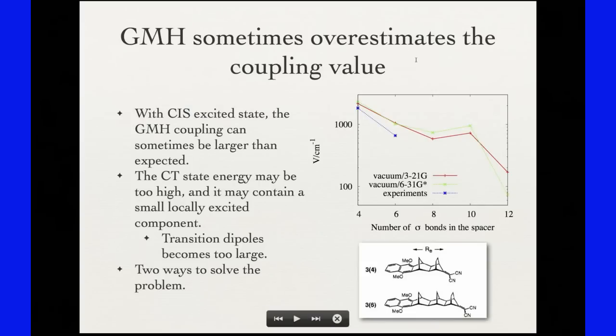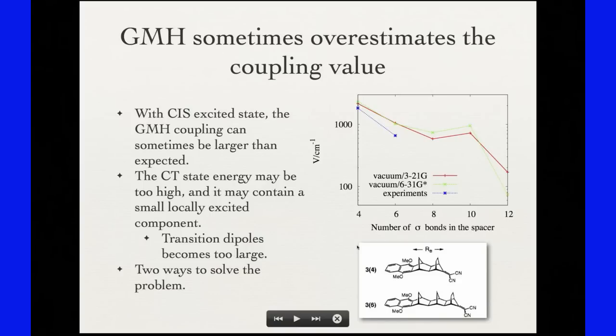GMH will sometimes overestimate the coupling value. And it is quite often, especially if you are using CIS, actually. Because at that point, the charge transfer state energy can be too high. One of the reasons, very simply, is that we typically calculate the molecules in a vacuum. And so for the charge separation, you have a large Coulomb energy to add up, which may not be there when your real molecules are in the solvent. So this highly excited CT state is not good because it may contain a small piece of locally excited component. Once you have that locally excited component, then the transition dipoles can be too large.